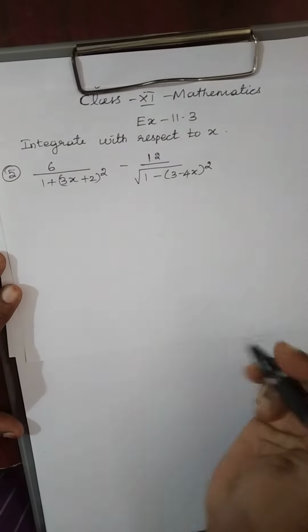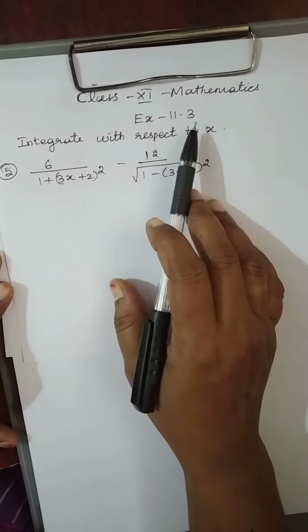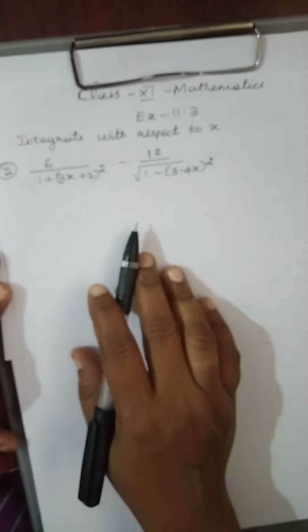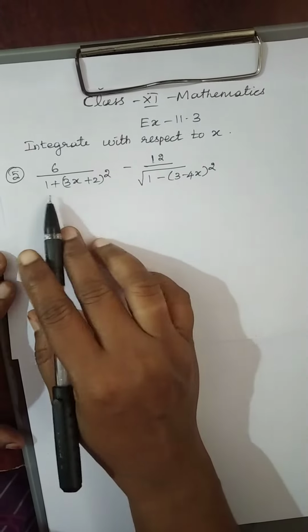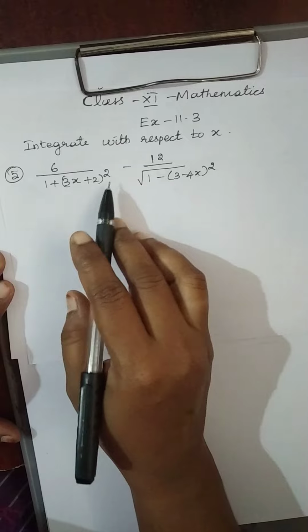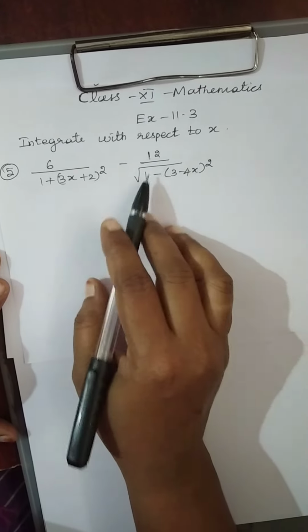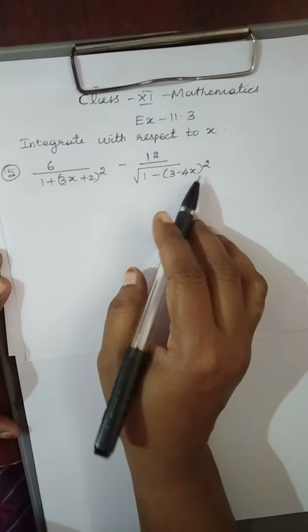In this video, we are going to learn the fifth sum of exercise 11.3. Integrate with respect to x, 6 by 1 plus (3x plus 2) the whole square minus 12 by root of 1 minus (3 minus 4x) the whole square.